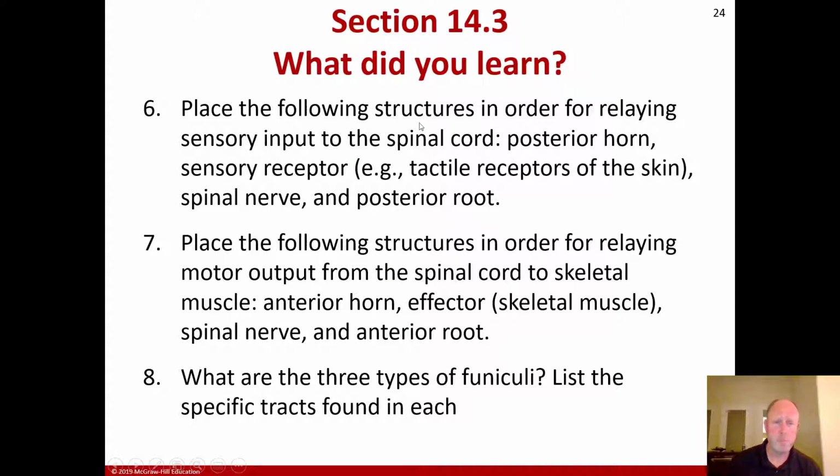So what did you learn? You should be able to place the following structures in order for relaying sensory input in the spinal cord: the sensory receptor, like the tactile receptors of the skin, the spinal nerve, the posterior root, and the posterior horn. You should also be able to place the following structures in order for relaying motor output from the spinal cord: the anterior horn, anterior root, spinal nerve, and the effector, the skeletal muscle. You should note the three types of funiculi and list the specific tracts found in each.